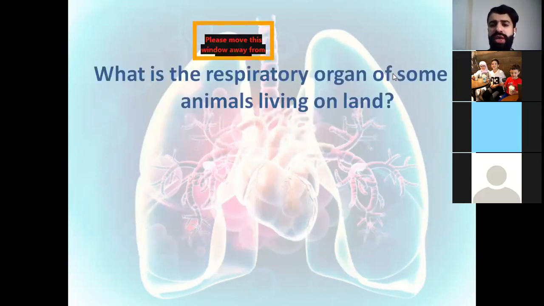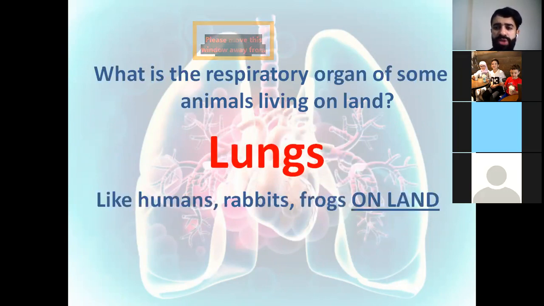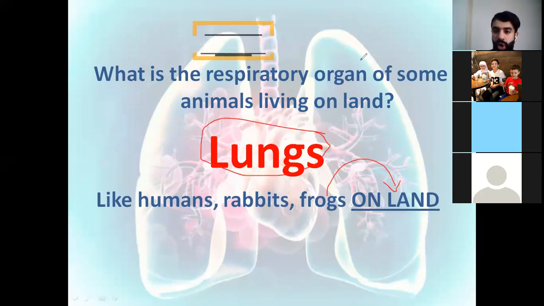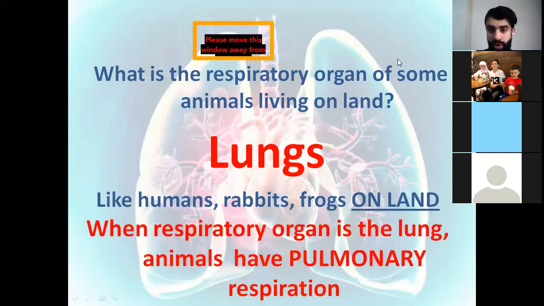What are the respiratory organs of some animals living on land? We have the lungs, like humans, like frogs and rabbits. But here, pay attention. The frogs that are living on land have lungs as their respiratory organ. Pay attention because we have a special characteristic about the frogs. When the respiratory organ is the lung, animals have something called pulmonary respiration.